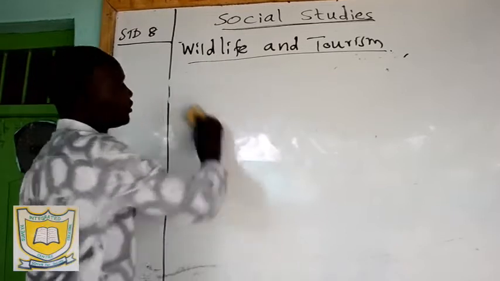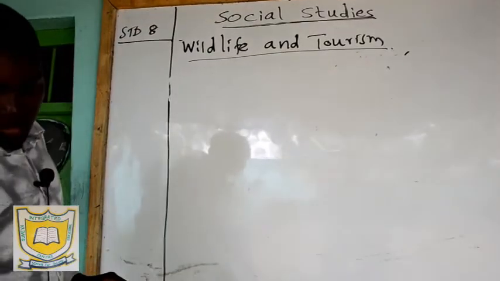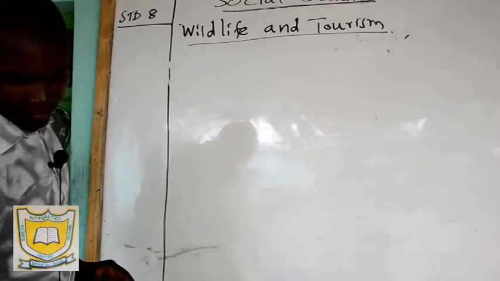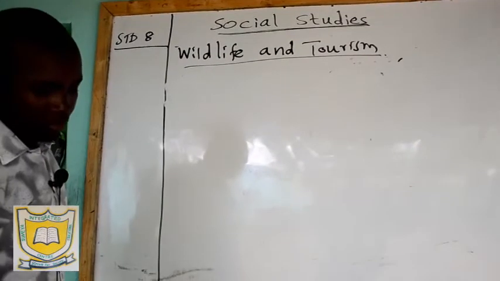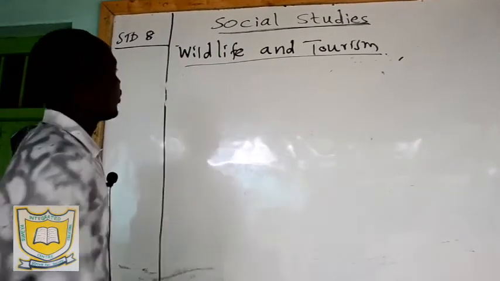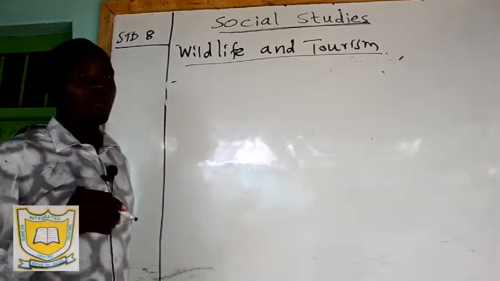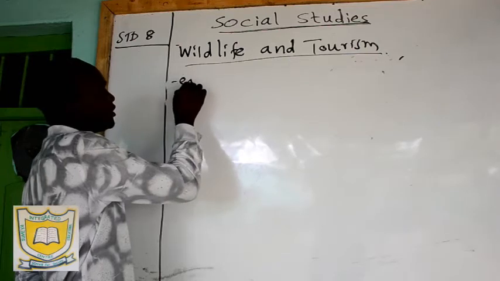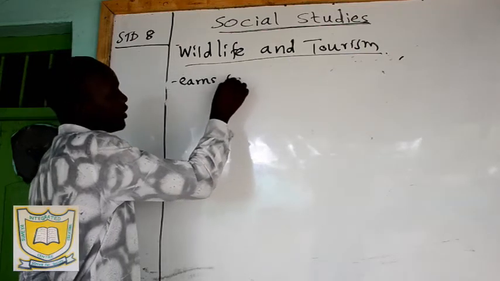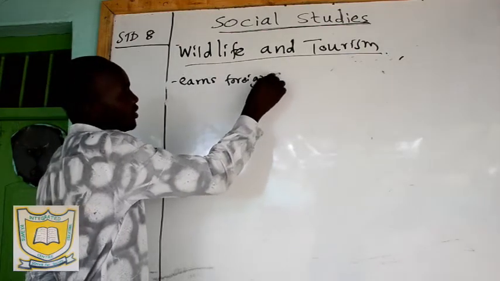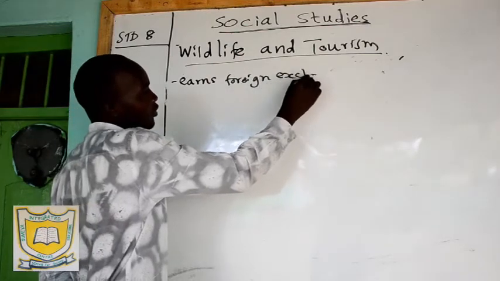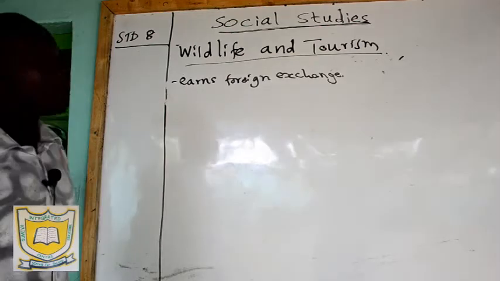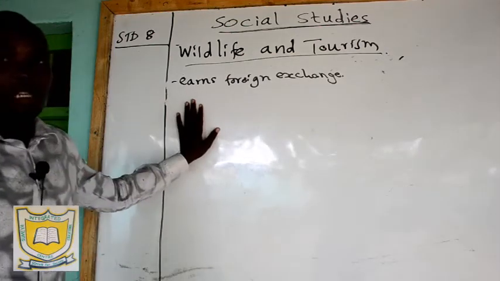So we are going to look at now wildlife. The main importance of wildlife, we have said, is that it earns the government foreign exchange. When the tourists come to see those animals, they earn the government foreign exchange. So that's the main importance.